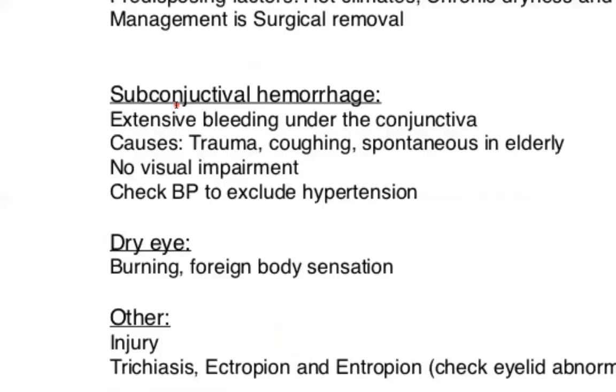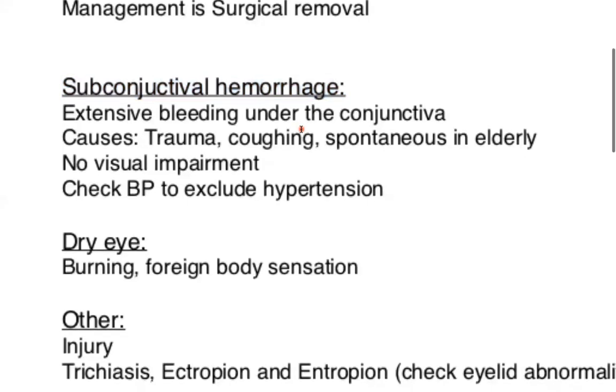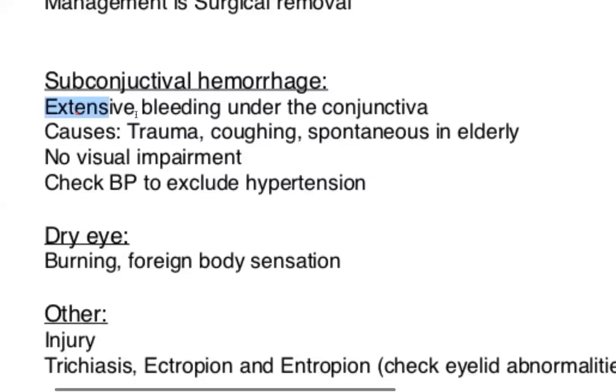If you want more causes, subconjunctival hemorrhage. Subconjunctival hemorrhage is basically hemorrhage behind the conjunctiva. It's extensive bleeding under the conjunctiva. It can be due to trauma, sometimes even coughing, and it's spontaneous in the elderly. It doesn't affect the vision.